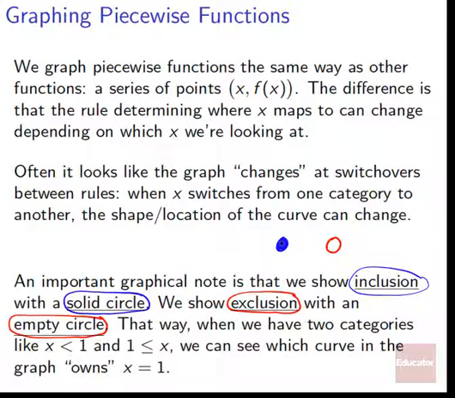That way, when we have two categories like x is less than 1 and 1 is less than or equal to x, we want to be able to know which curve owns x equals 1. And because it's less than or equal to, we'd have 1 is less than or equal to x. So it would get the dot at that point, and x less than 1 gets to go right up to 1, but it doesn't actually get to include 1, so it uses the exclusion, the hollow, empty circle.